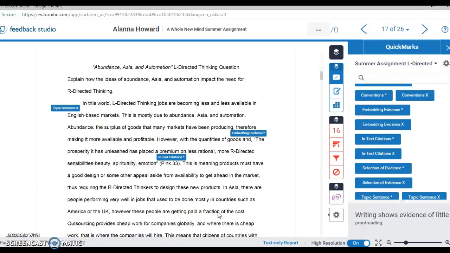I think, Alana, you are definitely talking about the question. So for example, on this one, you mention that jobs are becoming less available, particularly those L-directed jobs. But notice that the question wants you to say how these 3 A's, abundance, Asia, automation, impact that. And so I noticed here and also in a few of your other questions, I'm not sure you totally get to the heart of the answer. And so maybe doing a little revision and getting that right off the bat would be good.